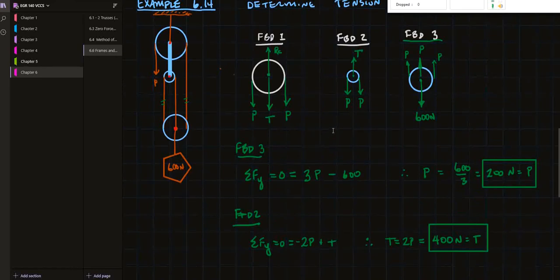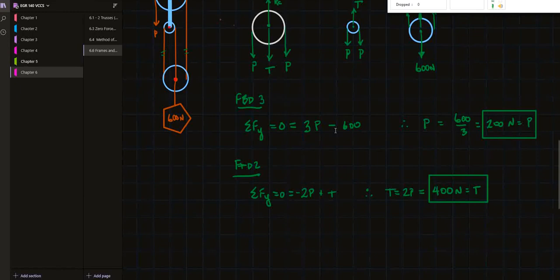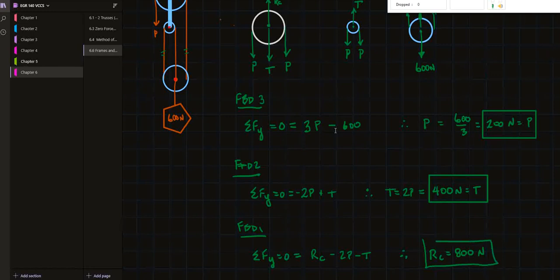I could find the reaction at C with the first free body diagram. I could again sum forces in the y direction equal to 0, and I'm going to get RC minus 2P minus T, and if you do the math, 2P is 400 and T is 400. That means that RC is holding a load of 800 newtons. Wasn't required for the problem, but we can do it anyways.